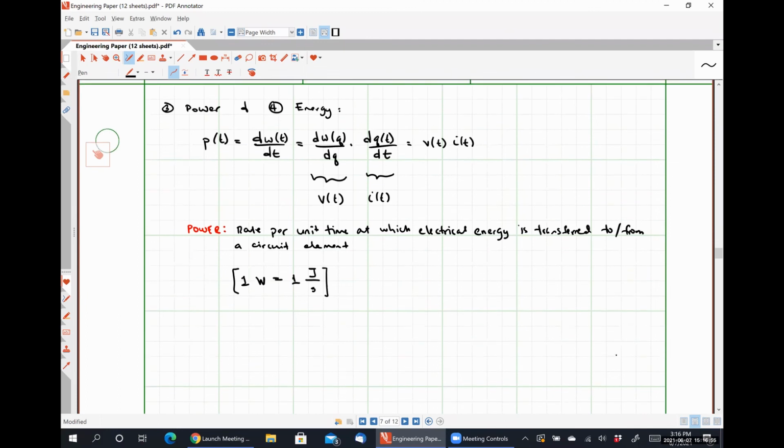So this should line up pretty much exactly with what you covered in the 120 series. Now let's talk about energy. Kind of a circular relationship here. For our class, energy will be simply the integral of power, where we integrate from one time of interest to a second time of interest.